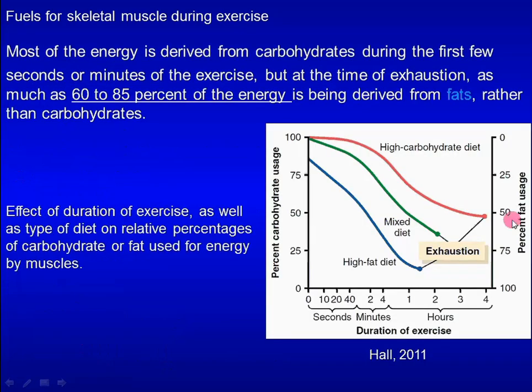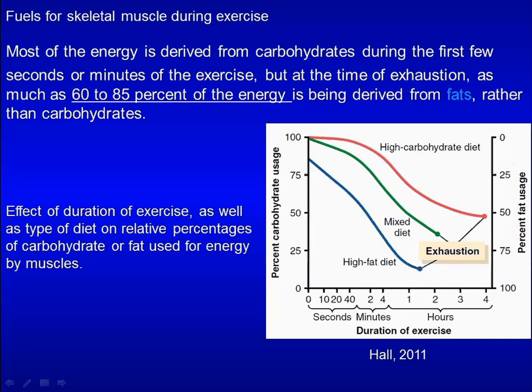This chart shows you use of carbohydrate versus fat in people with different diet during exercise. Green line represents mixed diet. Red line for high carbohydrate diet. Blue line for high fat diet. This y-axis represents percent carbohydrate usage. This y-axis represents percent fat usage.